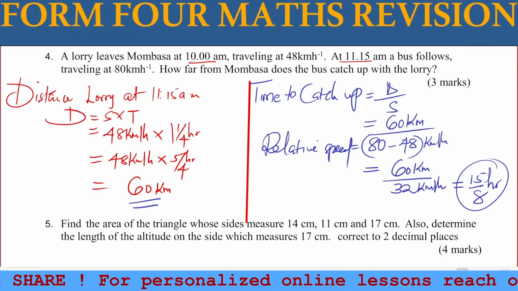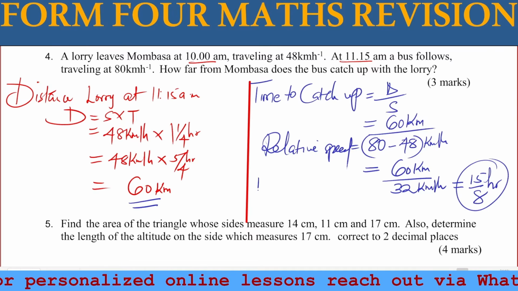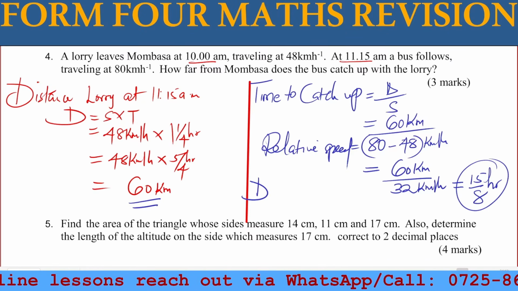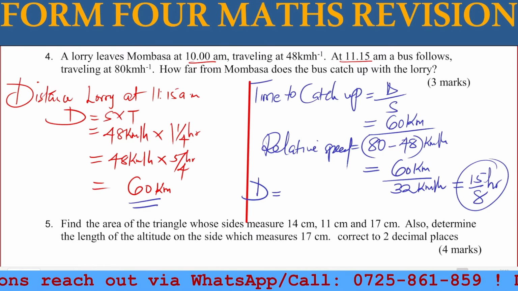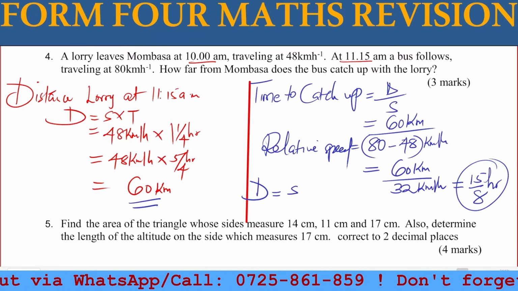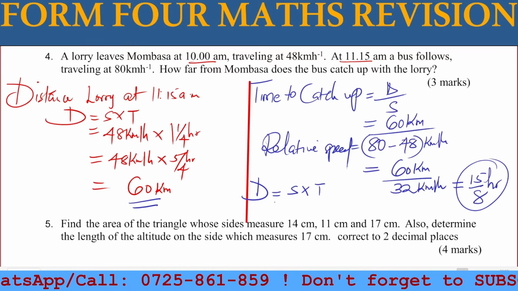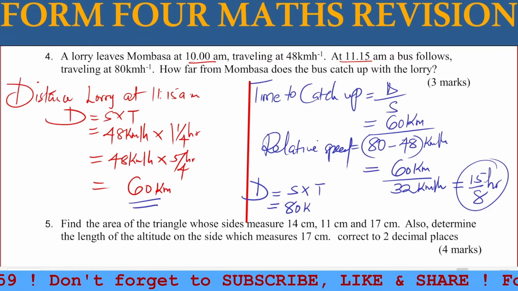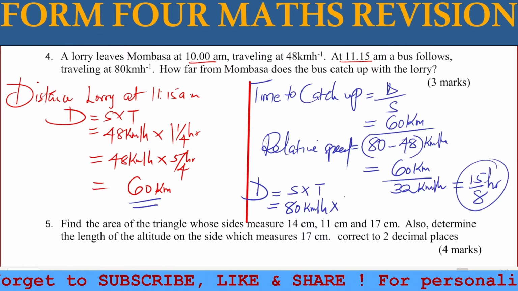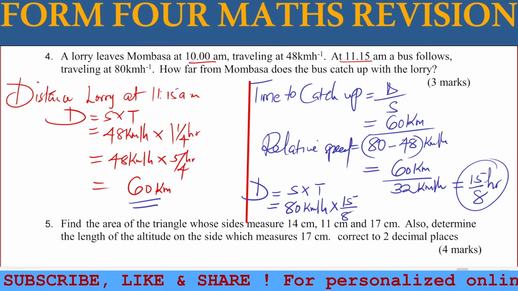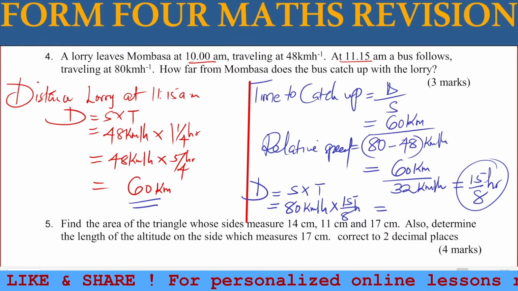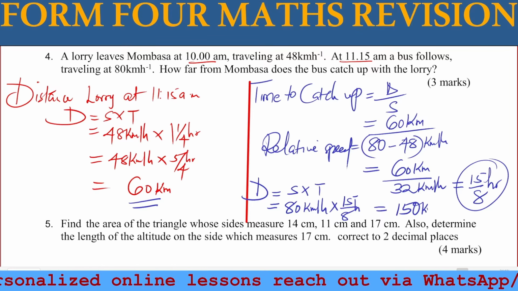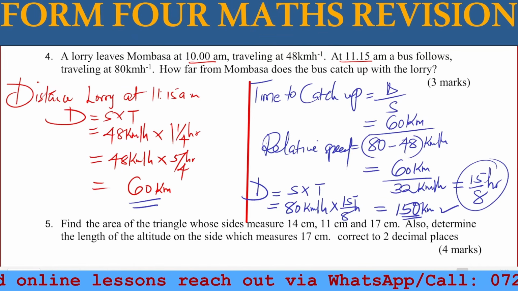So now we want to get the distance. At what distance? How far from Mombasa does the bus catch up with the lorry? So we take the speed. The distance will be given by speed times the time. So the speed of the bus, which is 80 kilometers per hour, times the time taken to catch up, which is 15 over 8 hours. When you multiply these, you'll get 150 kilometers as the solution.